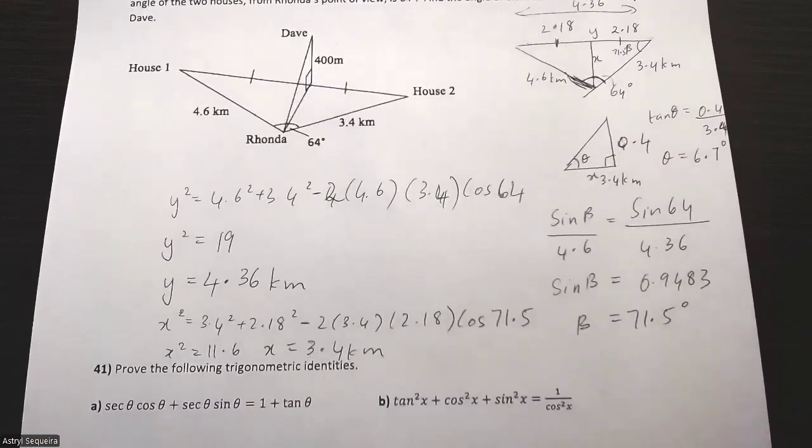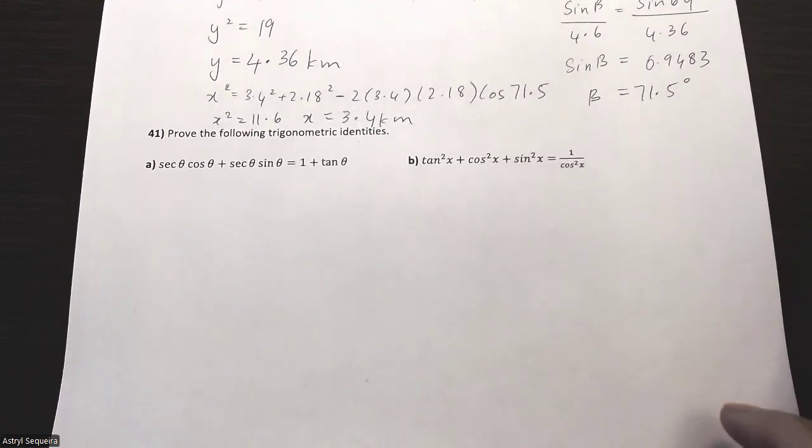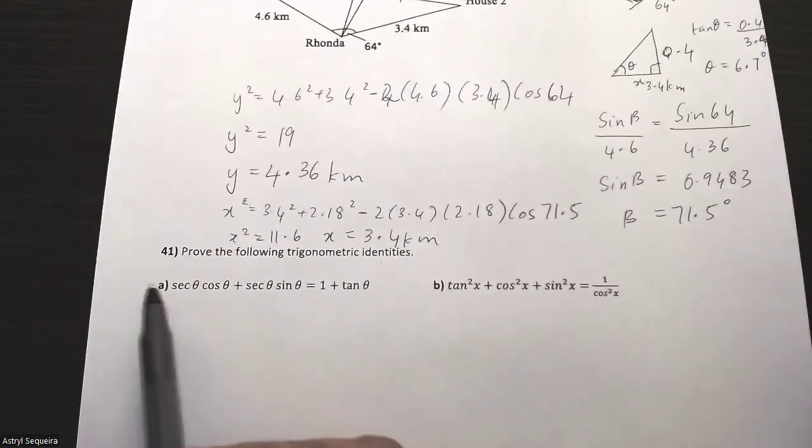Okay, hope that question made sense. I know I did a lot of it really quick, but like I said, running out of time. I only have 30 minutes to finish the rest of this document. Let's get to trig identities next.